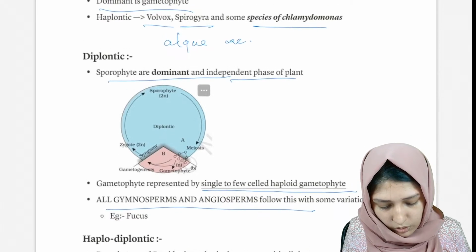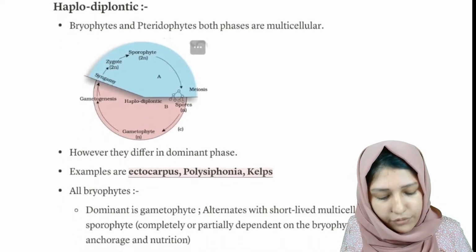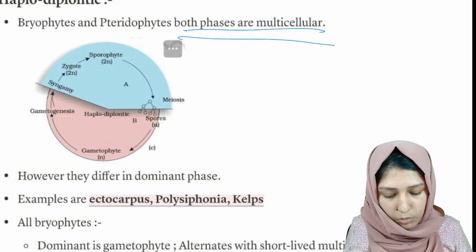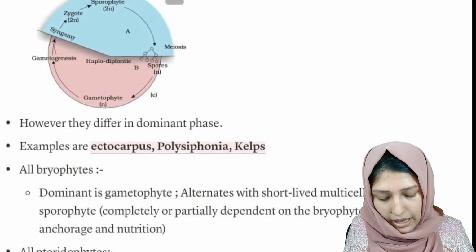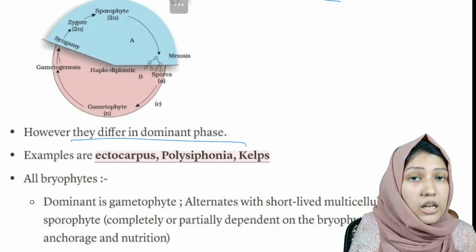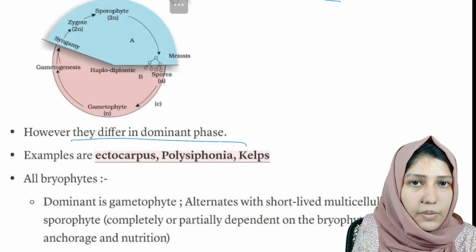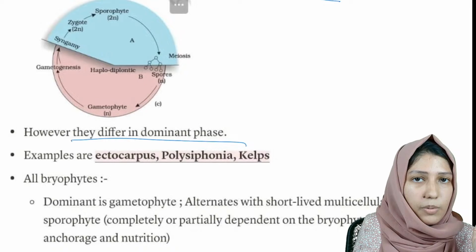And now coming into haplodiplontic. Haplodiplontic means both phases are present. Both phases are multicellular. However, they differ in the dominant stage. Just rewind: Bryophytes had the gametophyte as the dominant stage and Pteridophytes had the sporophyte as the dominant phase.